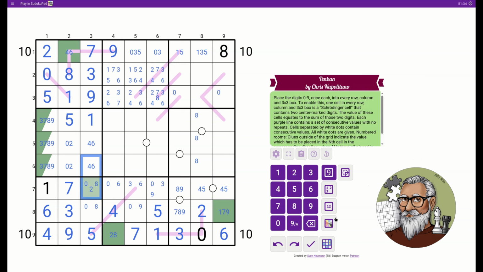4, 6. Still don't care about 2 or 8, do I? How do we continue? The fact that this isn't 3, 7, is that something? Can I eliminate anything else? I don't think so.